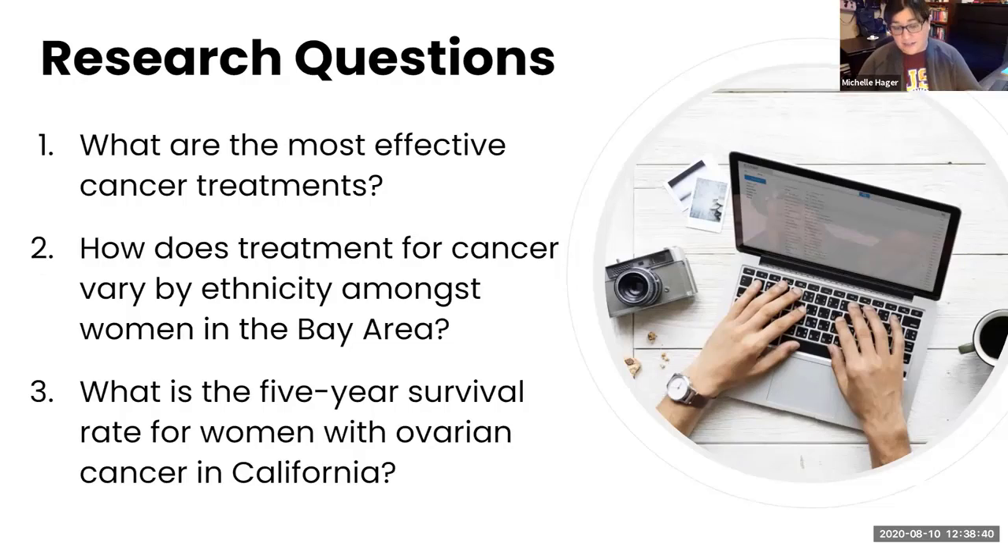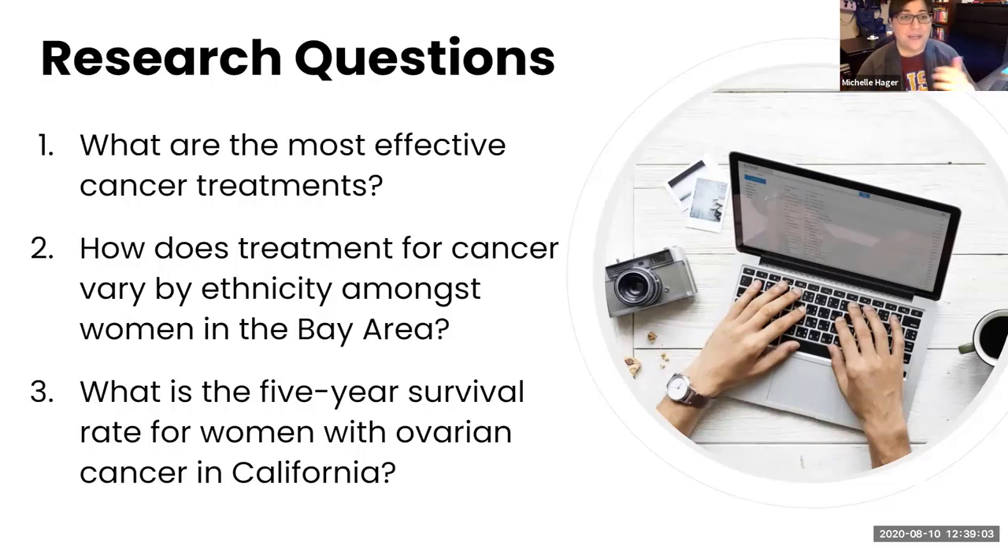And our last slide here, we're just looking at some examples of research questions. One of these is pretty okay, going in a good direction. One is too broad and one is too narrow. So if we look at number 1, what are the most effective cancer treatments? That question is far too broad.